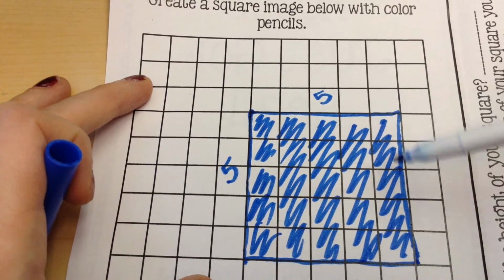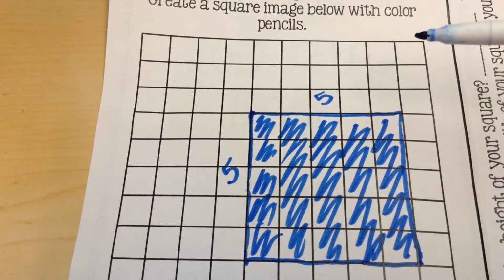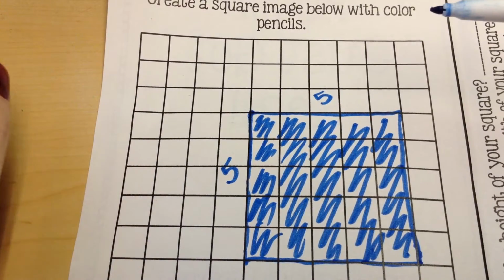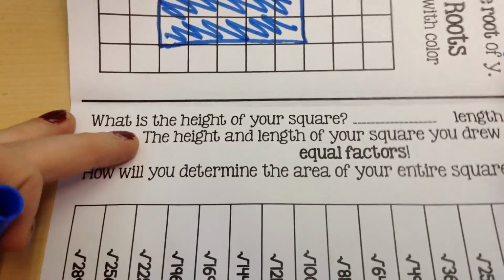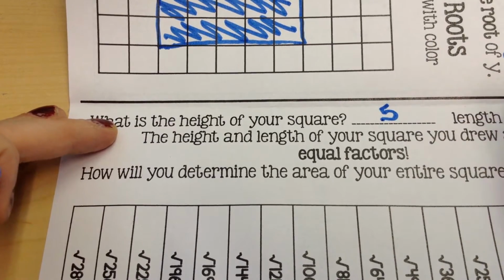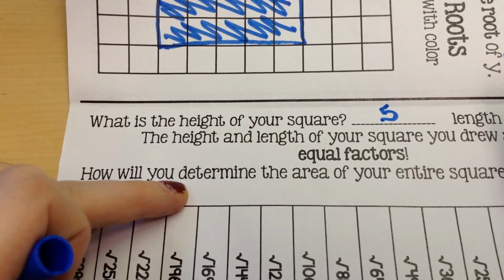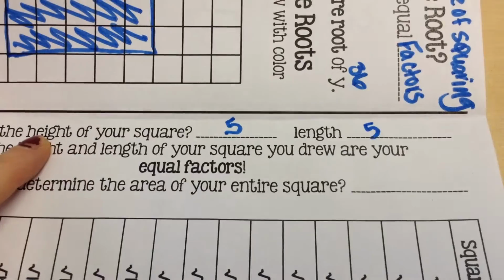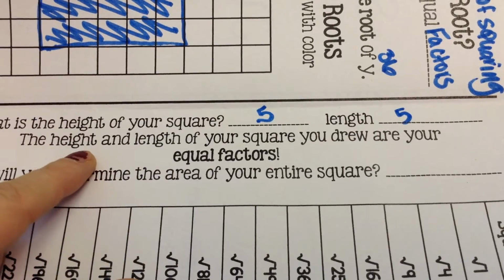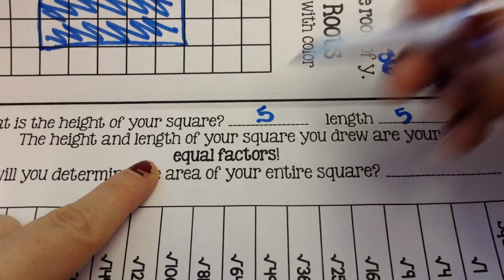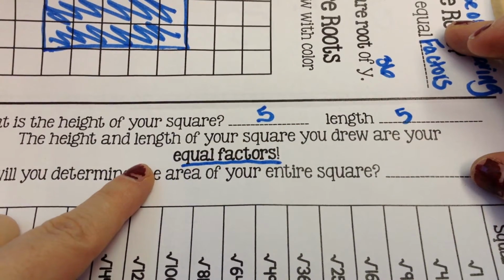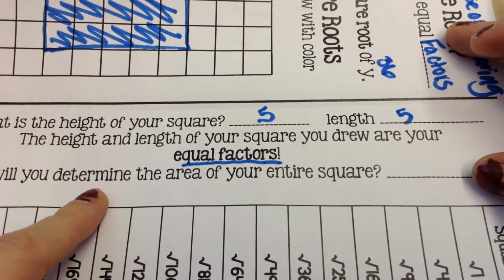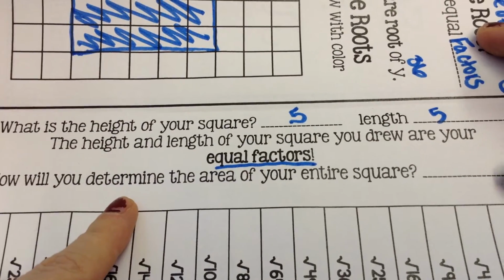Area and square roots actually go hand in hand. The area of a square is like squaring a number. It's the exact same thing. So let's look to the side here. The height of my square was 5, and the length of my square was 5. So height and width are kind of the same thing here. The height and the length of your square that you drew are equal factors. And the reason they're equal is because it's a square, and the lengths of the sides of a square are the same.